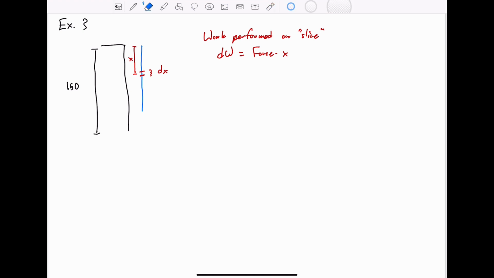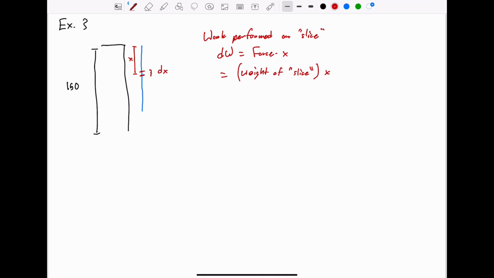All right, so we have an expression here for the work performed on this slice, but we need to get this all in terms of numbers, in terms of x, so that we can integrate. So force is the weight of this slice. That's the force that's involved here. Force is the weight, and it's important that we think of the weight only of the slice, not the weight of the entire chain. We're only interested in this small slice of chain.